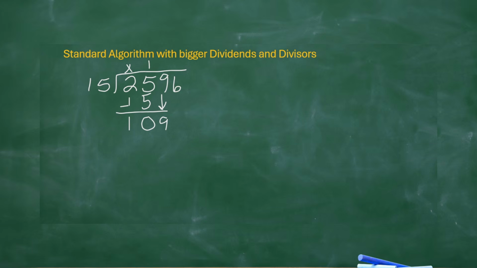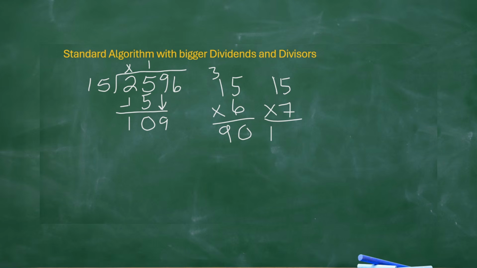I'm going to guess that we can take 6 groups of 15 out, but I have to do this scratch work on the side to see if I'm correct. So we're going to get a total of 90 over here. And I'm going to say, you know what, 90, it's pretty big, but I think I can squeak one more 15 out of the 109. So I'm going to do my scratch work to make sure. And I'm going to get a total of 105, which is what I wanted, or close to what I wanted.